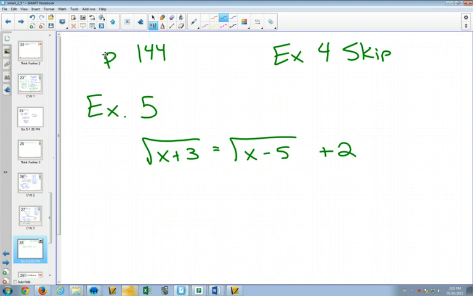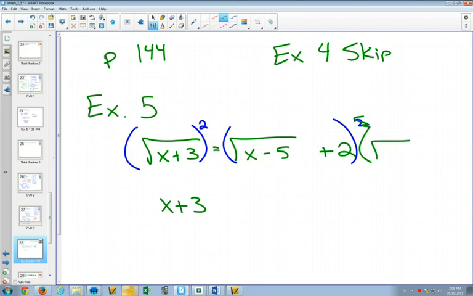So since the square root of x plus 3 is all by itself, we can square both sides. But now when we square this side, we've got a big thing that gets squared. And this is nice because when you square the left side, that goes away and just becomes x plus 3. But when you square the right side, you have to think of this as the square root of x minus 5 plus 2 times the square root of x minus 5 plus 2. So you're going to have to FOIL and multiply it out.